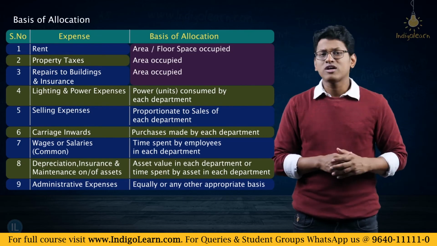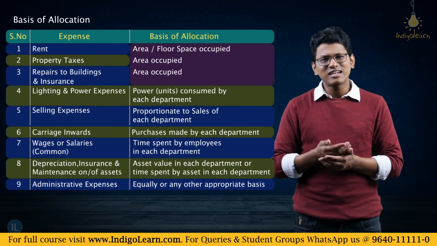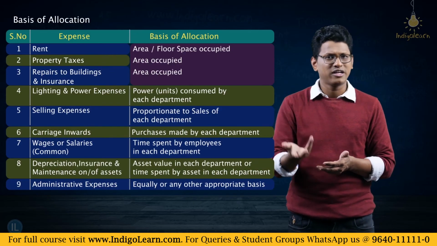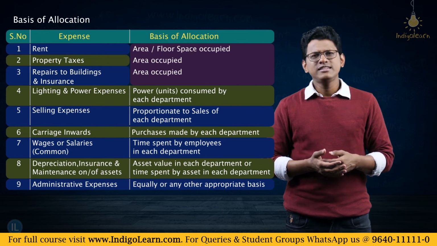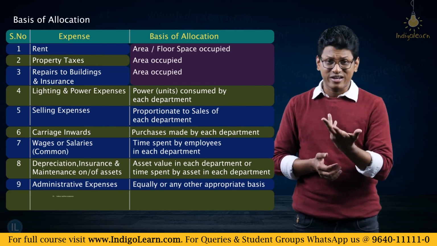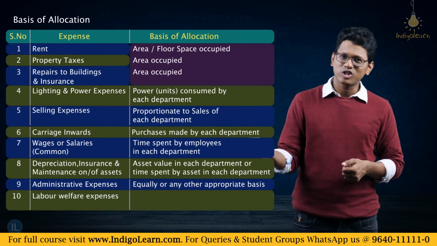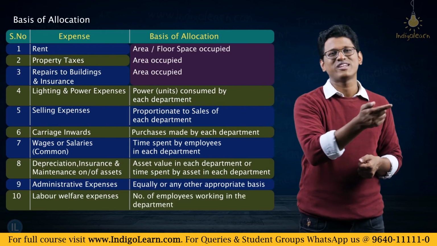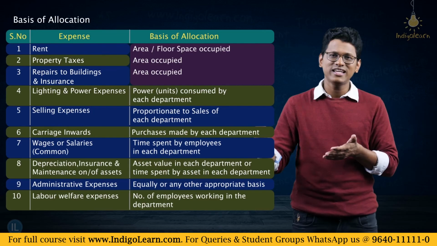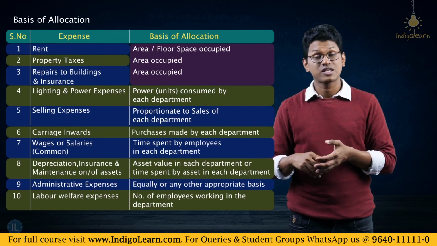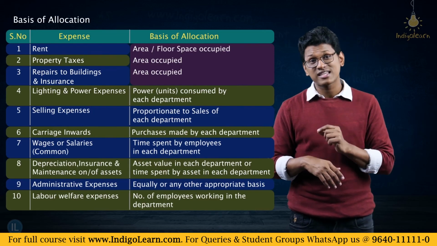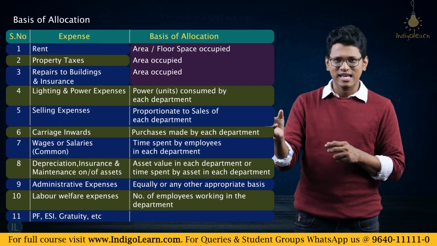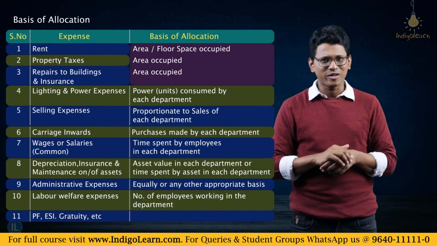Sometimes these administrative costs can also be divided on the time basis, like the way we saw for salaries. Even these you can probably divide on time basis. Then if you have things like labor welfare expenses, you can divide on the basis of the number of laborers working in each of the departments. That can be a basis for dividing something like labor welfare expenses. You may have something like PF, ESI. You will divide those on the basis of wage cost or salary cost of individual departments.